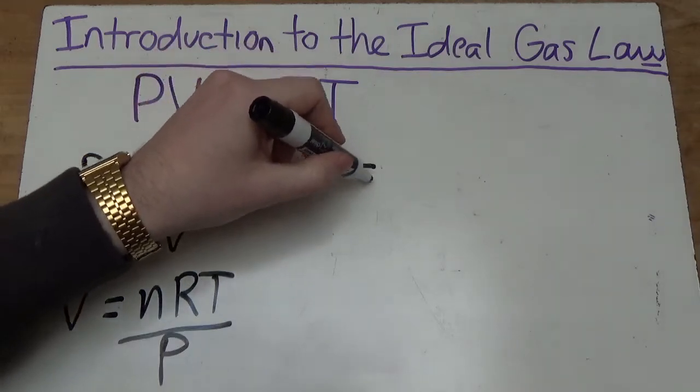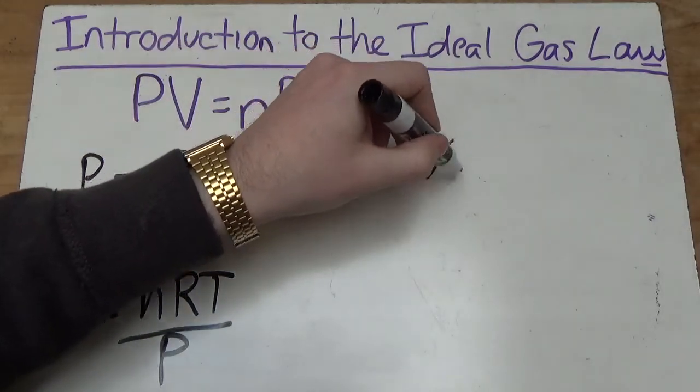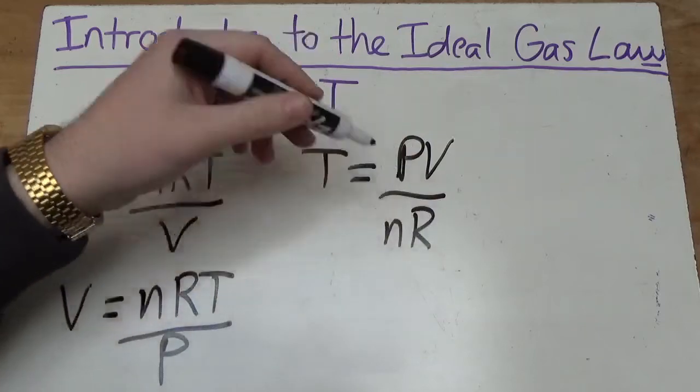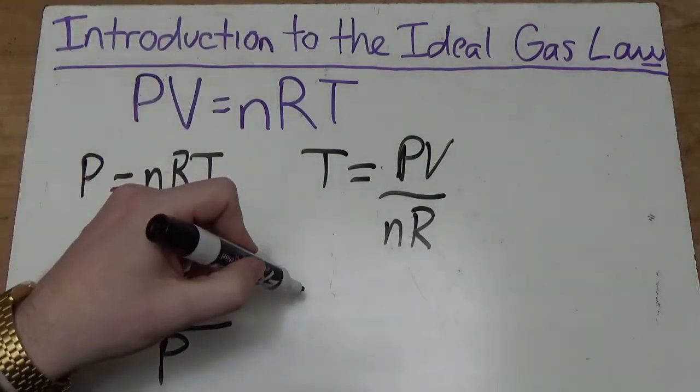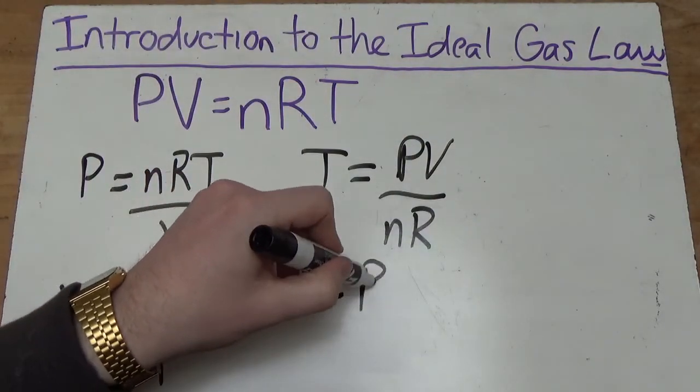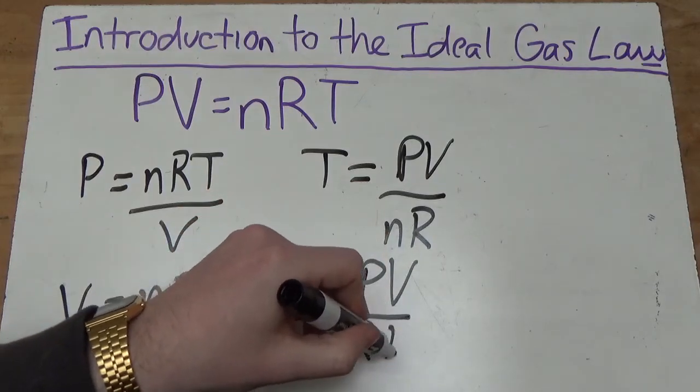If you're trying to solve for T, this is the equation you're going to be using. And finally, if you're trying to solve for moles, or n, you'll just use this.